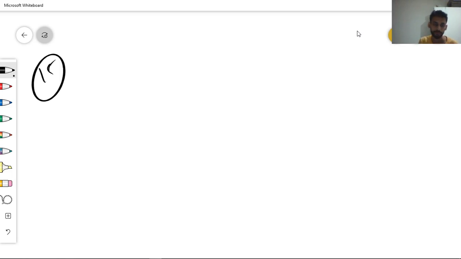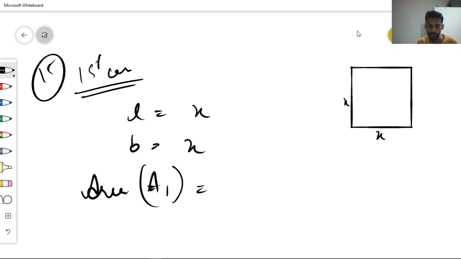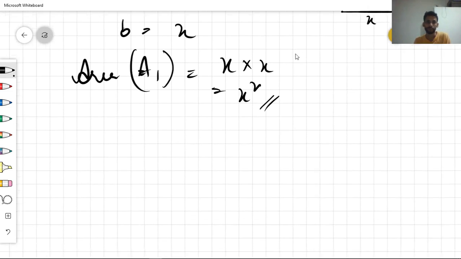So, in the first case it was a square. So this is the square. Here we don't know the sides, so it will be x and x. So the length will be x and the breadth will also be x. So the area, let us consider it is A1, will be x into x, so it will be x square. Okay, now second case.